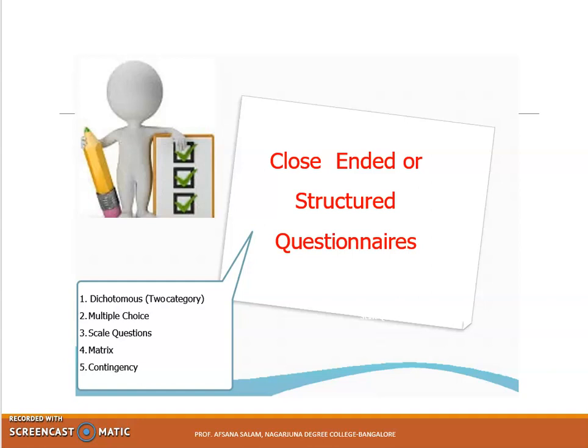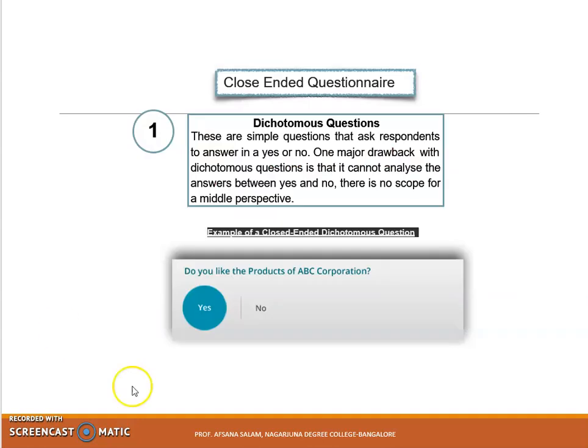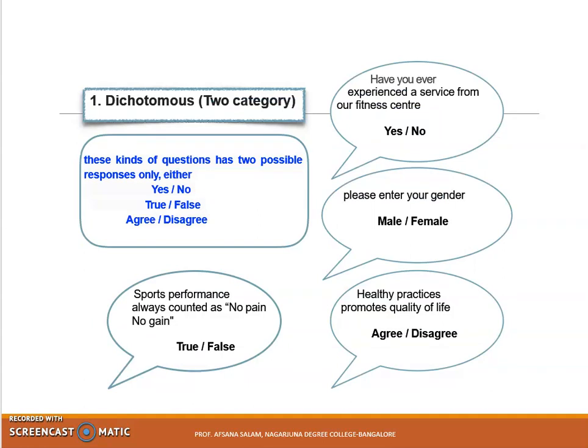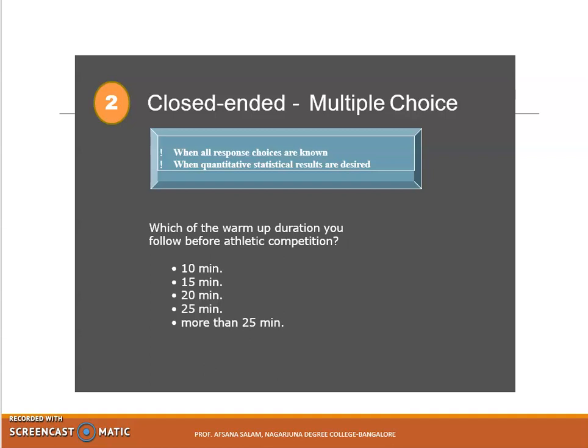Dichotomous or two-category questions will have two options: yes or no, true or false, male, female, agree, disagree. All of this can be the type of dichotomous or two-category question. And in close-ended questions, you also have something called multiple choice. Multiple choice, in the sense that when all the respondent choices are known, it will be easy for you to do the analysis, and the results can also be very easy.